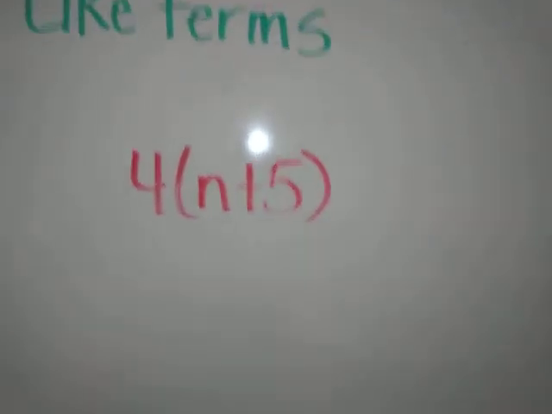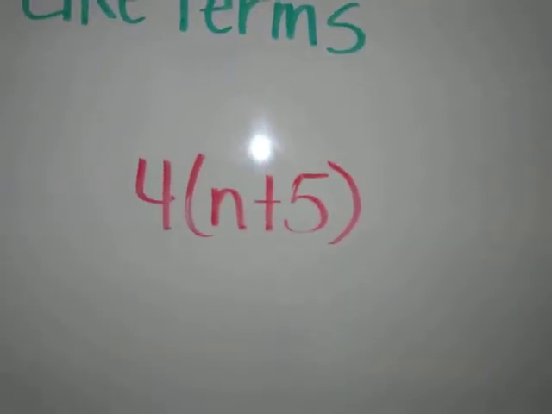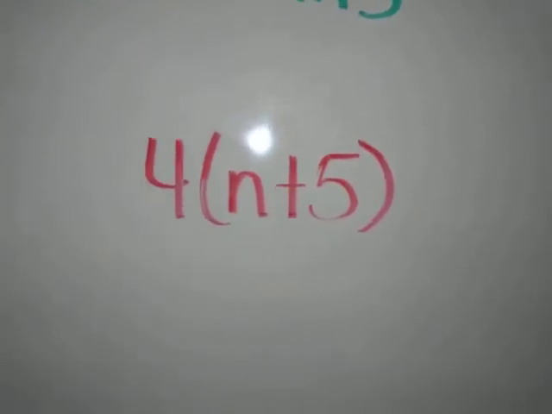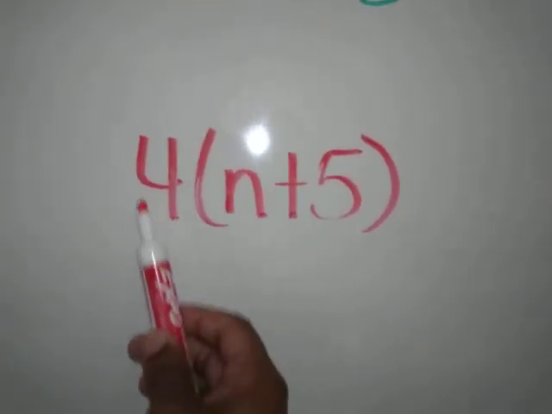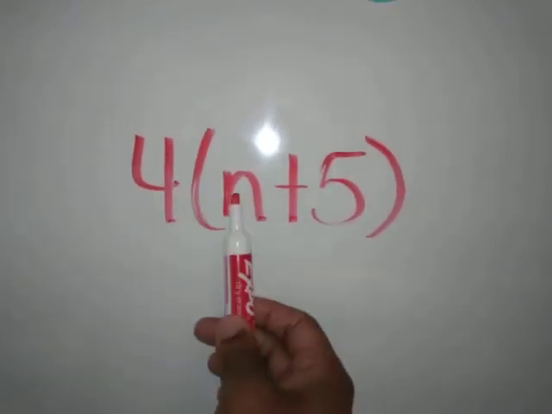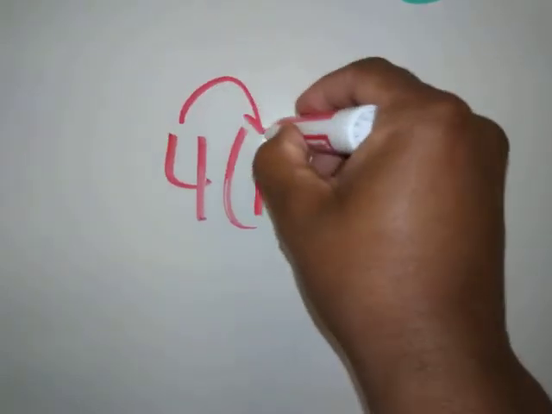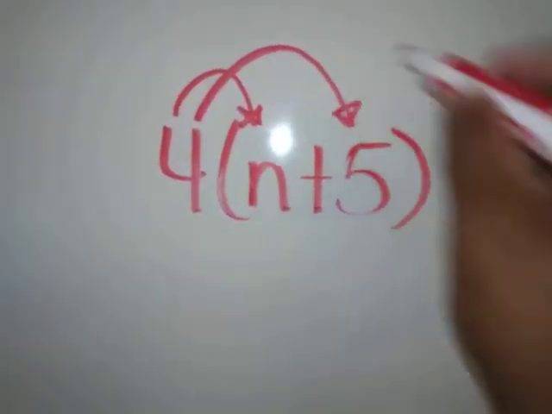This next problem you see here, the directions are to simplify this expression using the distributive property. Now, remember what we said. We're going to give out. We're going to give this 4 to n. We're going to give this 4 to 5. 4 times n, 4 times 5.